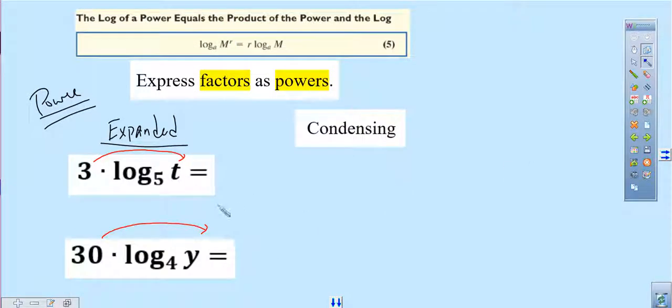We move right along now, and we're going to go from expanded to condensed with the same rule. So this is still the power rule. We're starting off with something on the front that we're going to move to behind.